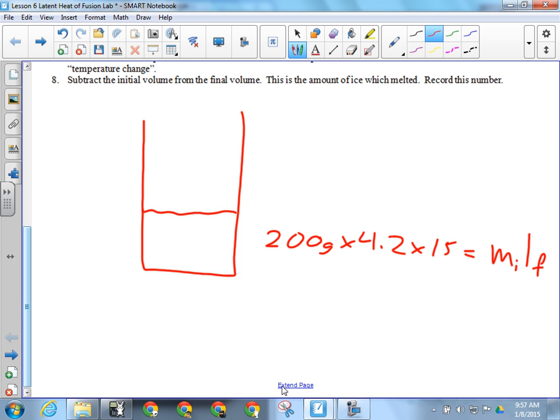Let's say that it ended up being, I don't know, because I'm making up numbers here, I'm not going to get the right answer, but we'll say that there's 25 milliliters of water extra than there was when we started. Well, that means 25 grams of ice must have melted. So we would know this number is 25 grams, and we'd be able to solve for LF. I don't think that comes out to anywhere near the right number because I just made them up in my head, but it worked.